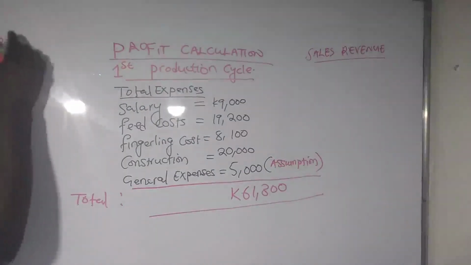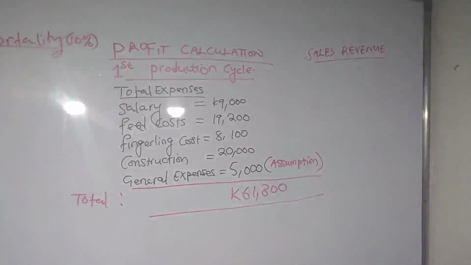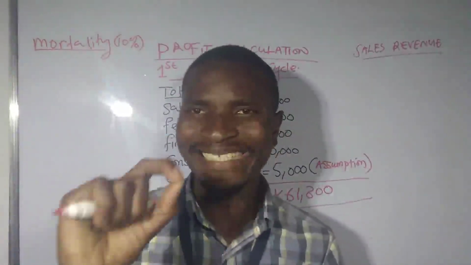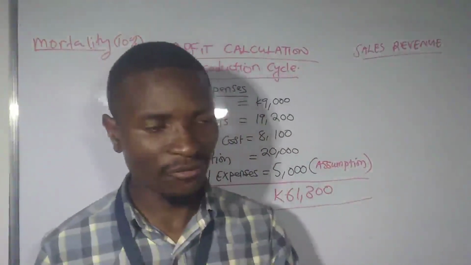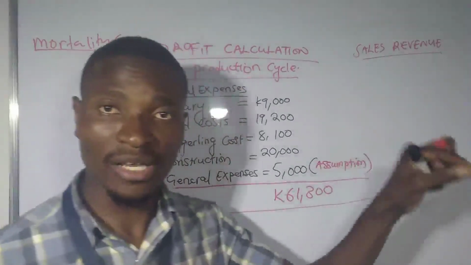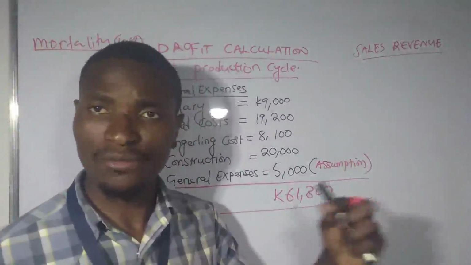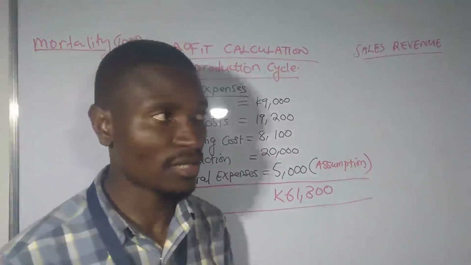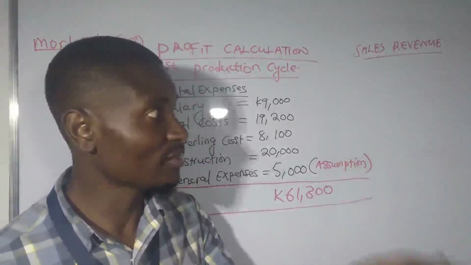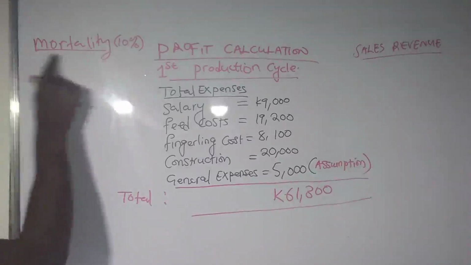So I'm going to say that, remember we need to understand the idea of mortality. Okay, so the idea of mortality is that we take mortality at 10%. So after we have harvested, we cannot harvest the same number of fish that we had put as in 5,400. So there must be some of the fish that have died along the way or that have not actually survived. So we account for that so that we can reflect the true amount that we are going to be making or generate at the end of 6 months. Okay, so 10%. So mortality is 10%.